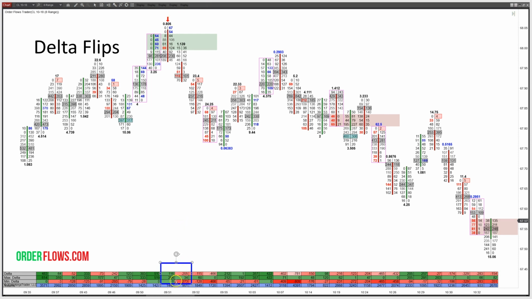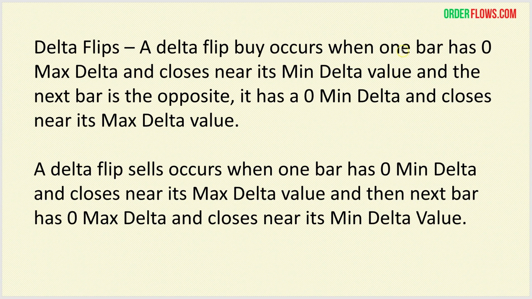You got 116 final delta, 0 min delta, then minus 205, small max delta of 34. Your min delta was 273. So again, while I gave you these instructions saying it has to be, it doesn't have to be 0. It can be a small number depending on the market that you're looking at.